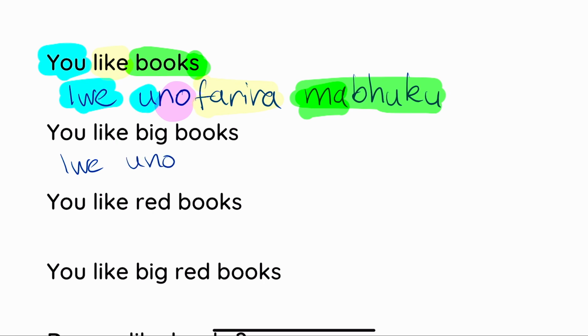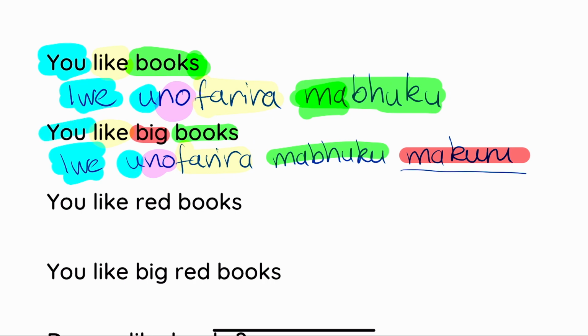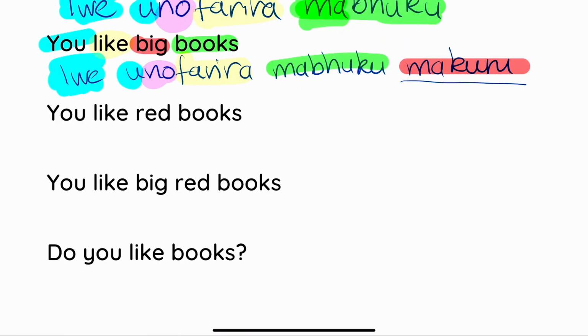Iwe unofarira mabhuku makuru. The word big to describe books happens after the word books in Shona. So here let's mark it out. Iwe, u, present tense marker, no, verb, farira, books, mabhuku, and then my adjective, makuru, big. So you like big books. Iwe unofarira mabhuku makuru. What tends to happen in Shona though is that we will then tend to drop iwe sometimes. It just depends on what we're talking about, especially if everybody knows the context that we're in. So our use sometimes might just not be used.